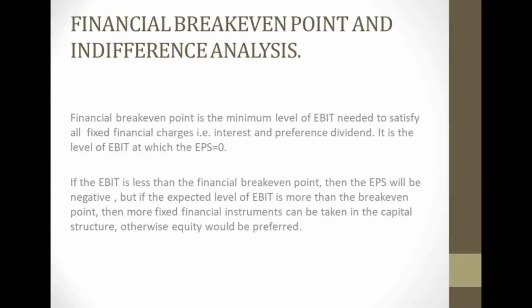So remember, the financial break-even point is the minimum level of EBIT which you need in order to pay only the fixed charges. Fixed charges are nothing but interest and preference dividend. After you pay interest and preference dividend, nothing is going to remain if the financial break-even point and the EBIT are the same. Now, if the EBIT is less than the financial break-even point, you don't have enough funds to pay the interest and the preference dividend. What are you going to pay to the equity shareholders? So definitely the EPS will be negative in that case.